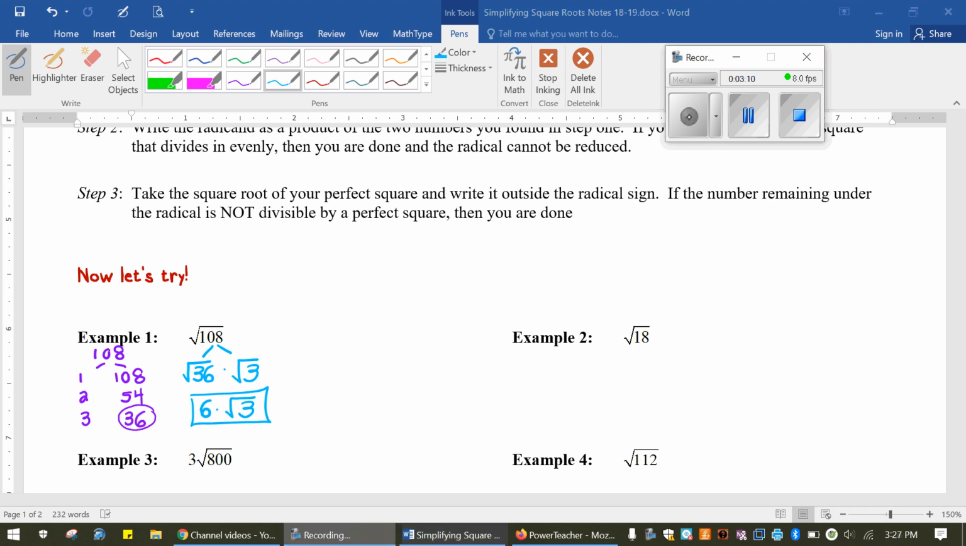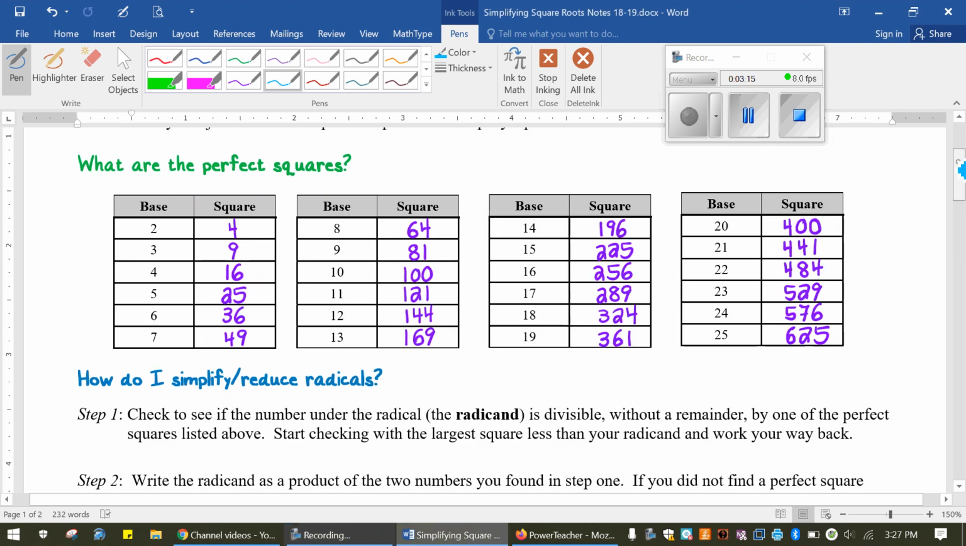For example number 2, you might not need to build your factor tree if you realize that the smallest perfect square that goes into 18 is actually 9 here. If you had taken this chart and you had said, okay, so 18 would be here after 16. 16 can't go into 18, it's too big. So 9 would be the first one you should try. So that's what step 1 is saying, is work your way backward in the perfect square chart to be able to figure out which one is going to be the factor that you're going to use.